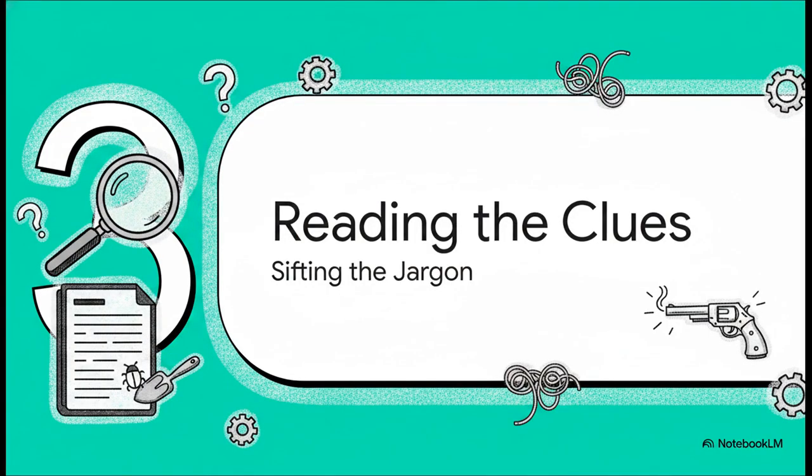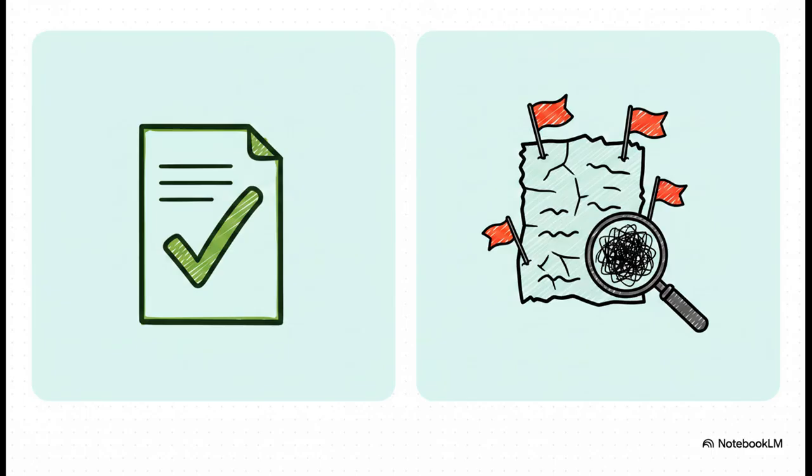Let's move on to part 3, reading the clues. Okay, let's open that file in Notepad and sift through the jargon to find our smoking gun. A healthy log file is honestly pretty boring, just standard timestamp notes about detecting gamepads. But a broken log? It'll be riddled with red flags. You can just hit Control-F and search for words like error, warning, or failed. Those are the neon signs pointing right at our problem.